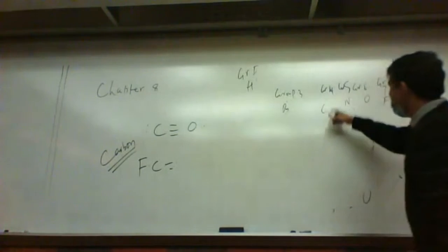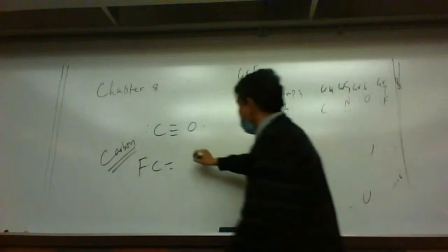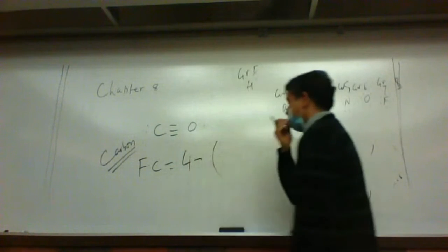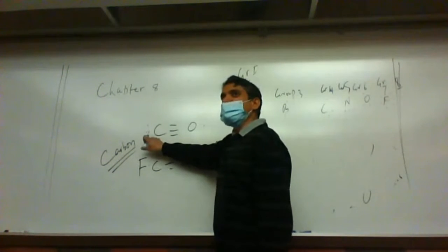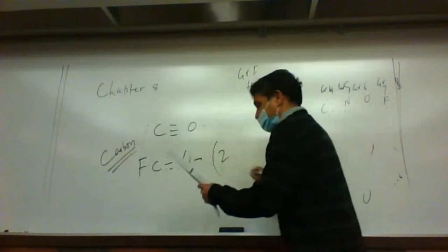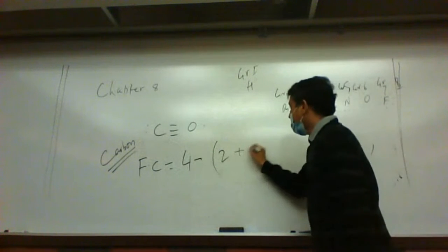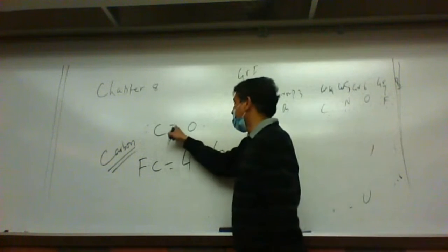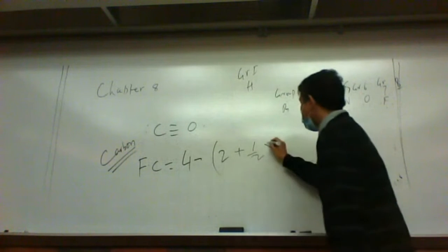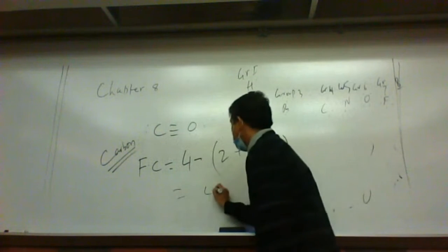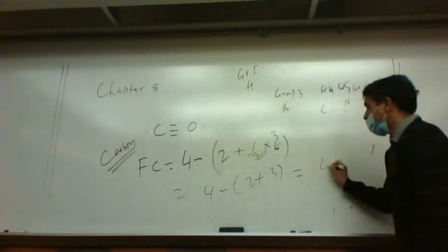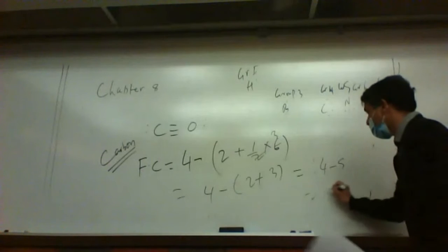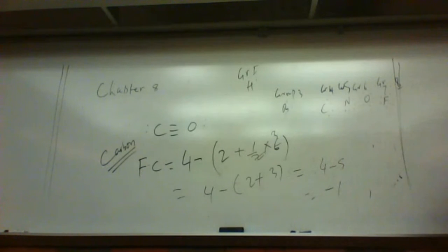First of all, carbon is in group 4, so we have 1, 2, 3, 4 electrons. So I put 4 minus, and now for carbon, I'm not looking at oxygen. I just look at the carbon. How many lone pair electrons? 2, right? So here are 2 lone pair electrons, and then plus, and then half. How many bonding electrons around carbon? 1, 2, 3, 4, 5, 6. That's 6. So this becomes 4 minus 2 plus 3, which is 4 minus 5, equal to minus 1. So the formal charge on carbon is minus 1.